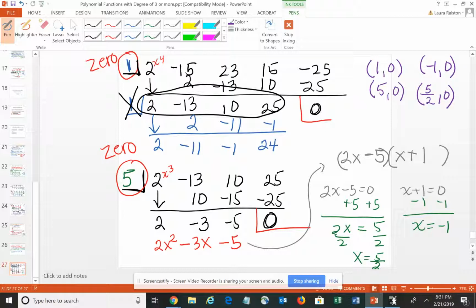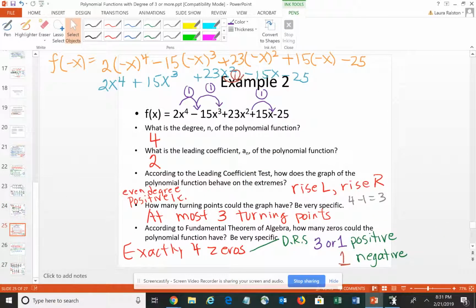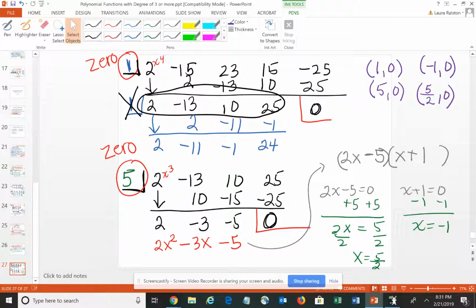And if I go back and look, let's double check ourselves. We said we could have 3 or 1 positive and 1 negative. Well, look, I have 1 negative and 3 positive. So I'm okay.